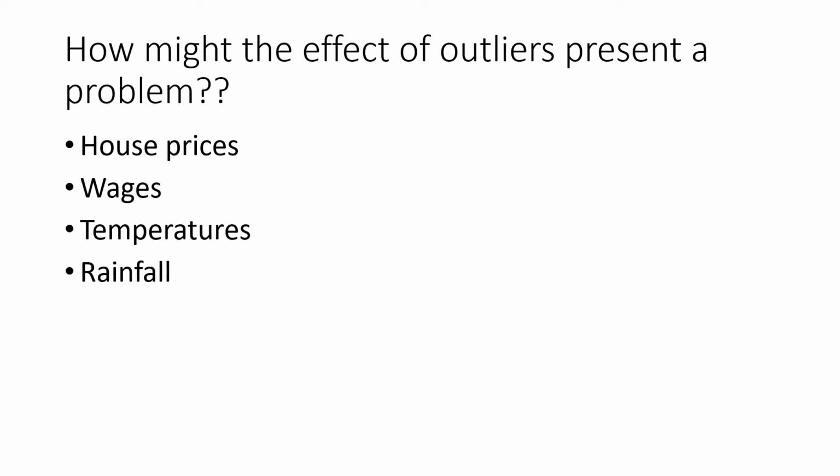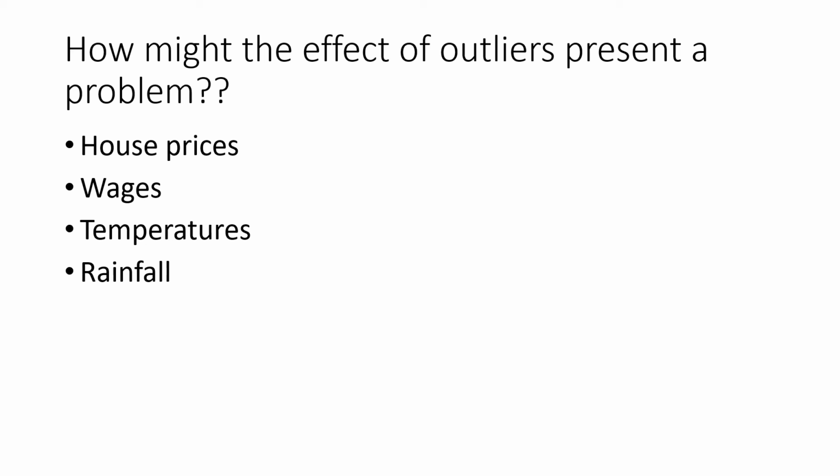So let's have a look at some of the things that can be affected by outliers. House prices are an important one. A lot of the time in the media, when you see people saying that the average house price is a certain amount, they will use the word median house prices. And the reason for this is that the mean is very affected by outliers when it comes to house prices.